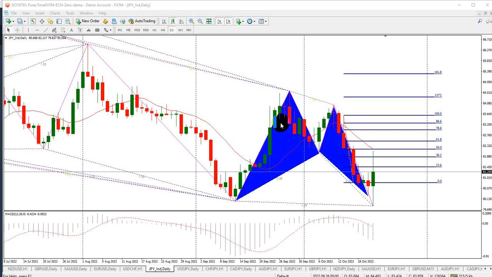This time around, we are looking at JPY pairs. Maybe not all, but we are looking at most of the JPY pairs. And we want to start from looking at the JPY index.